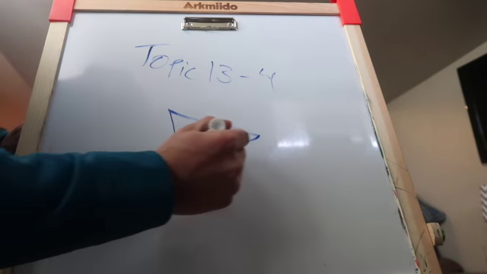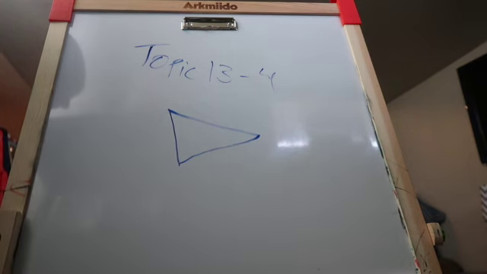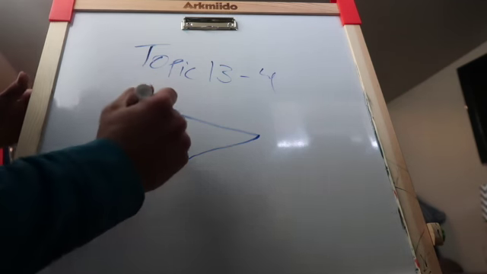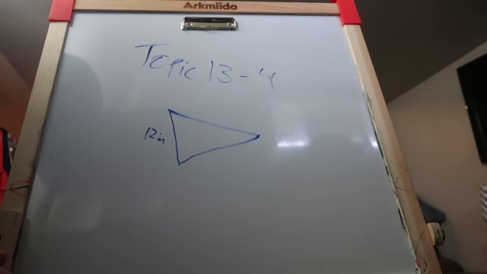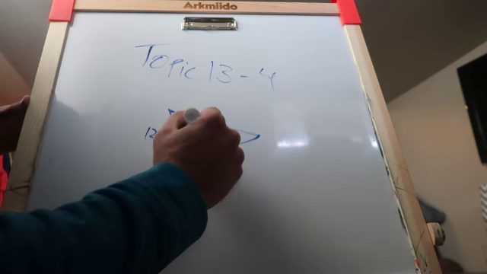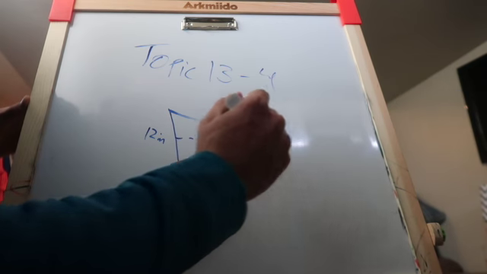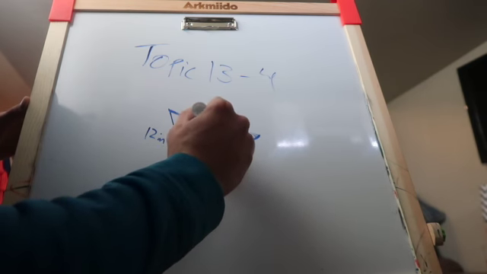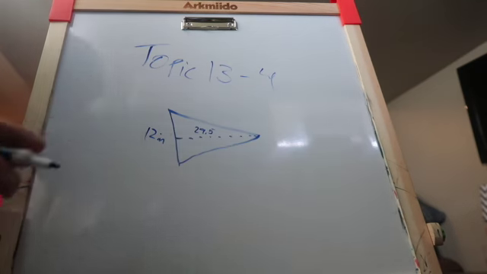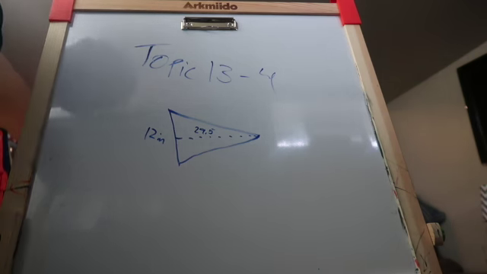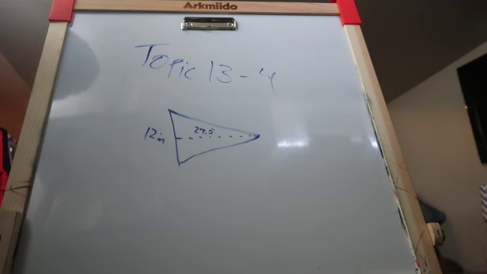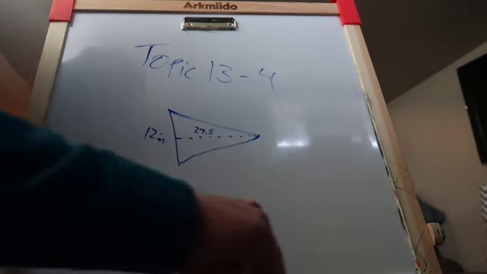That means 2 out of the 3 sides are the same. And it says the base is 12 inches. The height is 29.5 inches, which is right up the middle. Okay, so what they want you to do is use the triangle and create a parallelogram using the same triangle, but it will be turned to complete.